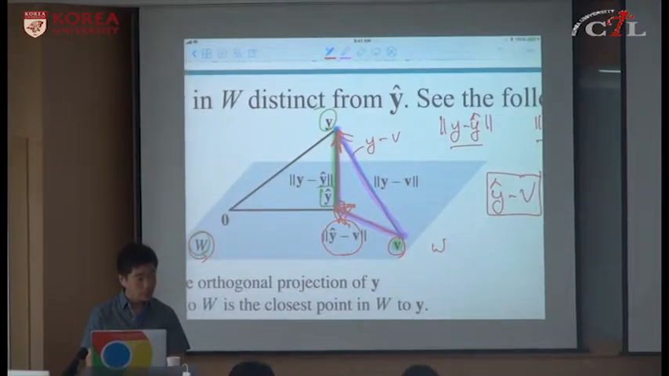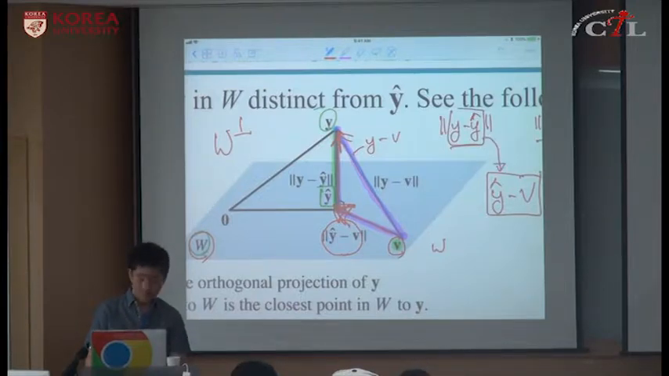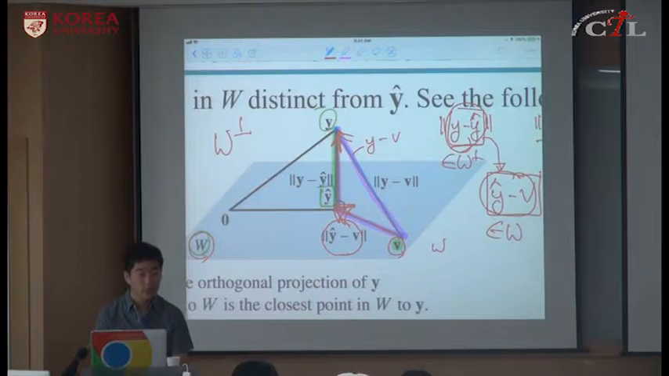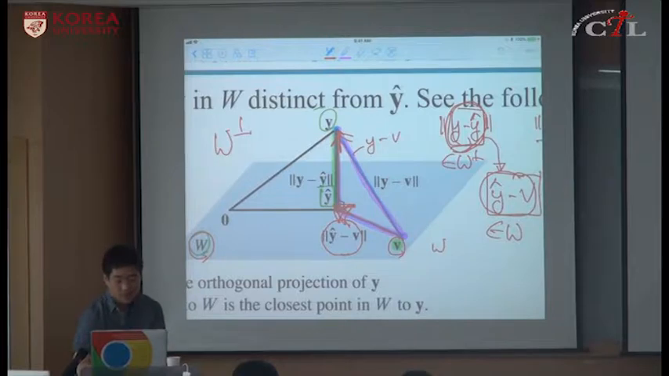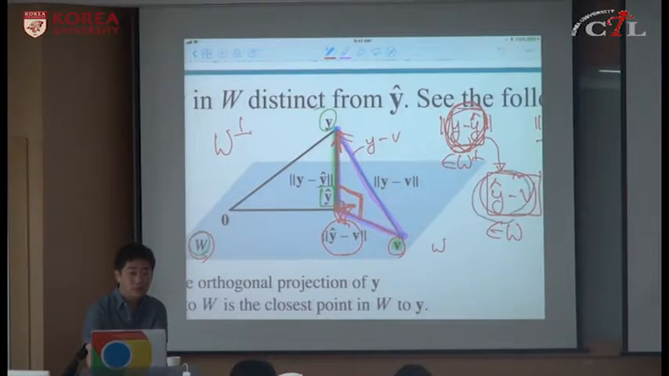We know that y minus y hat belongs to W perpendicular, which means this part, y minus y hat, is perpendicular to y hat minus v, because this one still belongs to W, and this guy belongs to W perpendicular, meaning it is perpendicular to any vector in W, right? So that means this angle is always 90 degrees, because their inner product is 0.